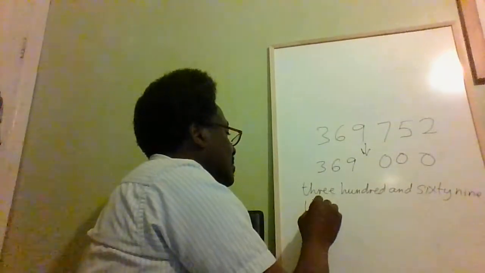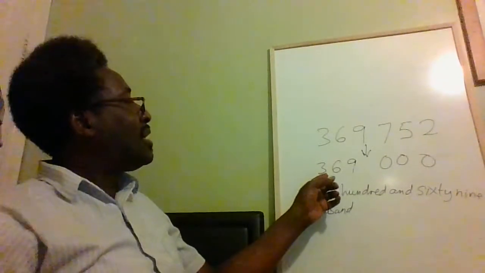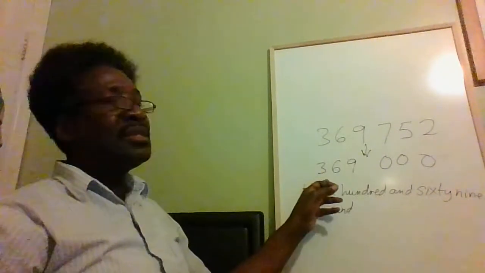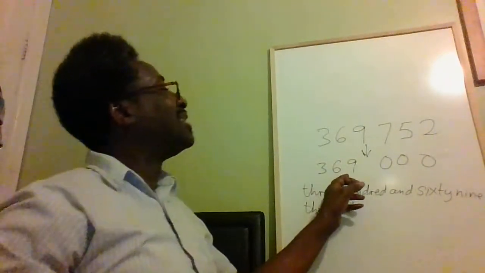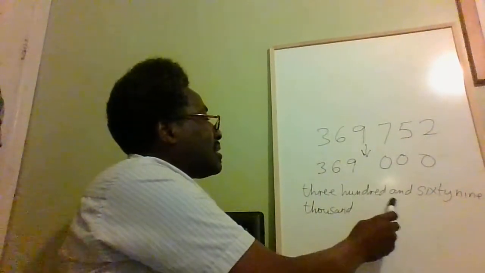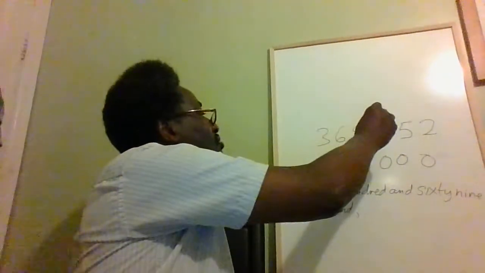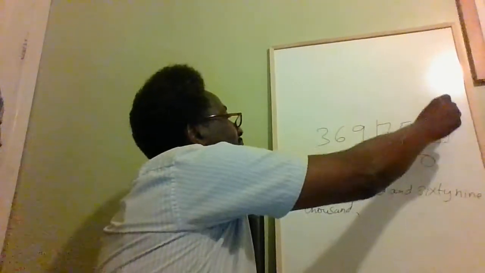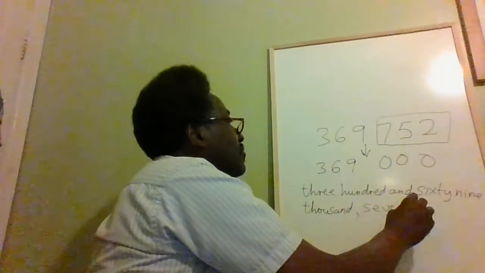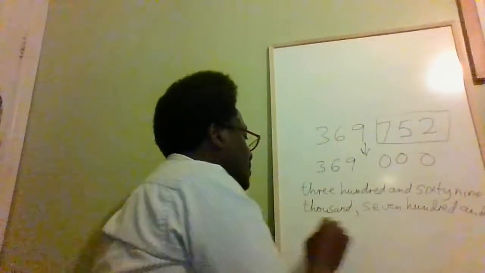So you say 369,000. Just to repeat, this number is 369,000. It's obviously not 369. It is 369,000. 369,000, comma, and then you now say this number in words. 700 and 50.